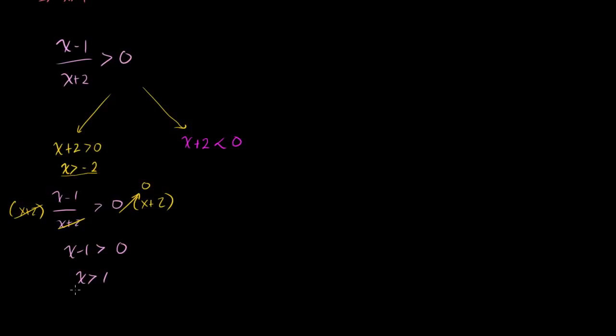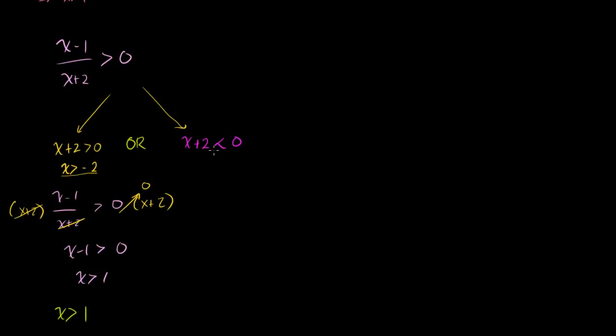But we say, look, both of these things have to be true. For x to satisfy both of these, it just has to be greater than 1. Because if it's greater than 1, it's definitely going to satisfy this constraint over here. So for this branch, we come up with the solution x is greater than 1. So this is one situation where x plus 2 is greater than 0. The other situation is x plus 2 being less than 0.